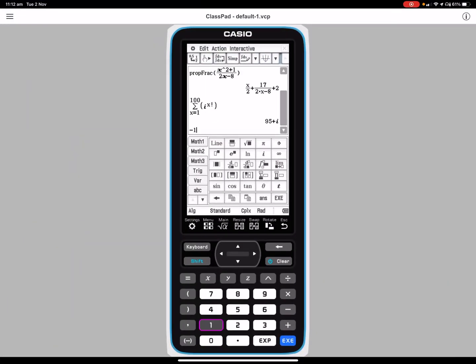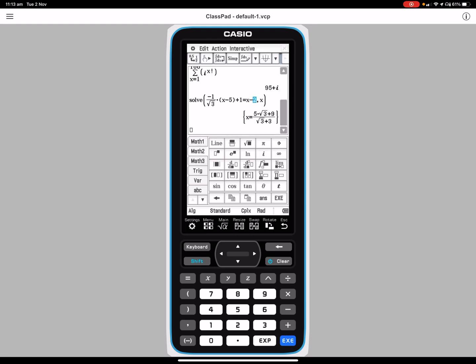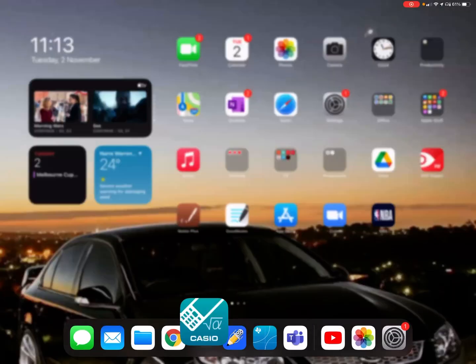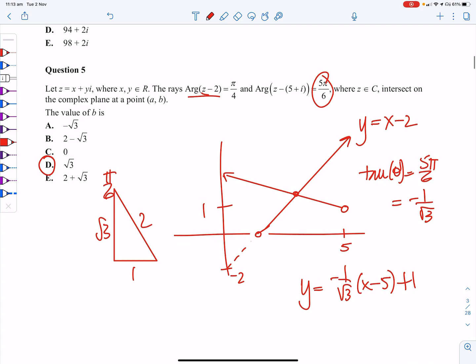So I'm just going to go to the CAS to solve negative 1 on root 3, x minus 5 plus 1 is equal to x minus 2. Okay, that gives me my x value. To find my y value, because that's what it's asking us for, I sub it back in and simplify it, and I get root 3, which makes sense. It's about 1.7, because it says for the value of b, and b is the y value.